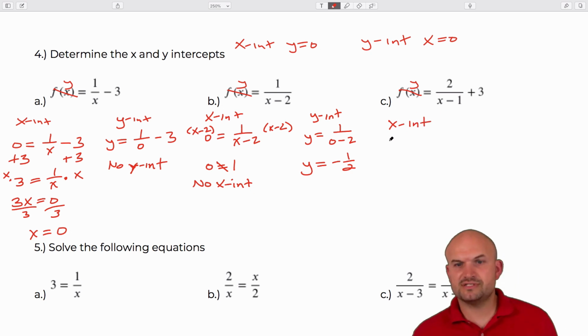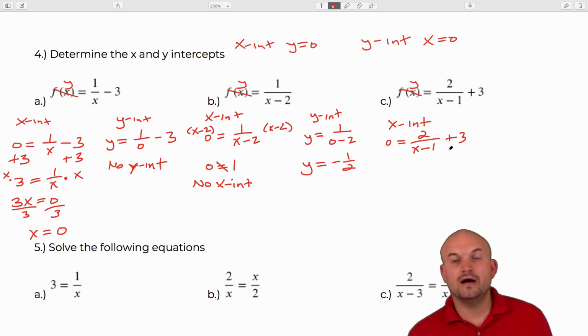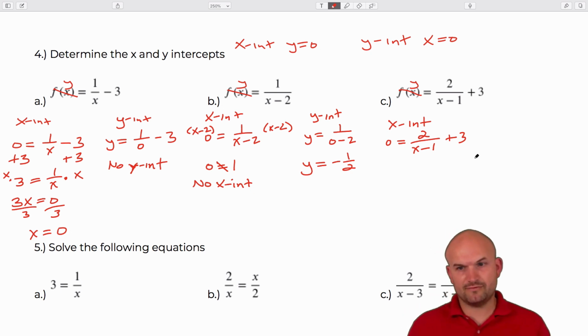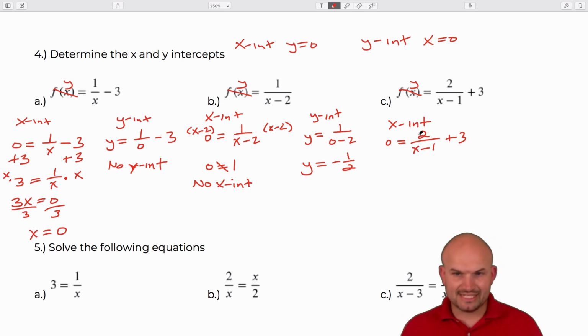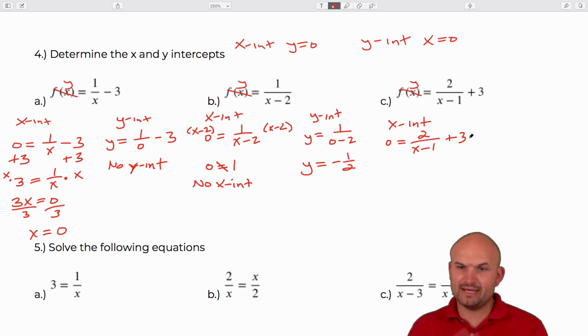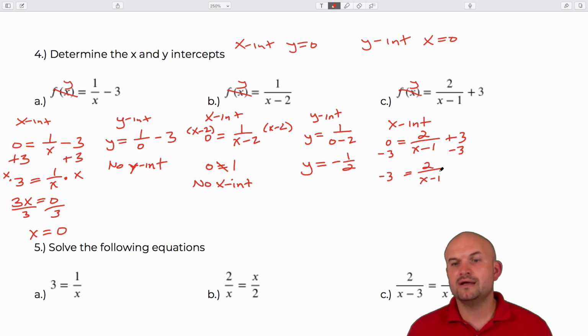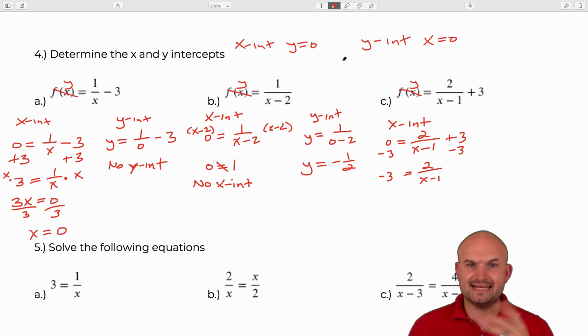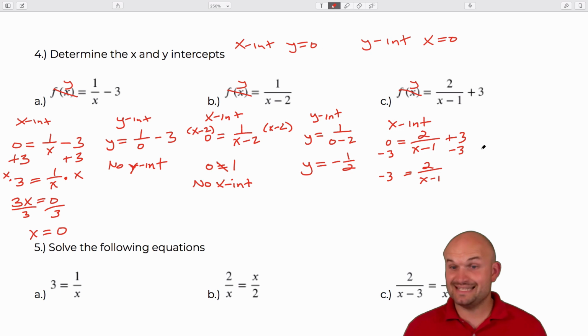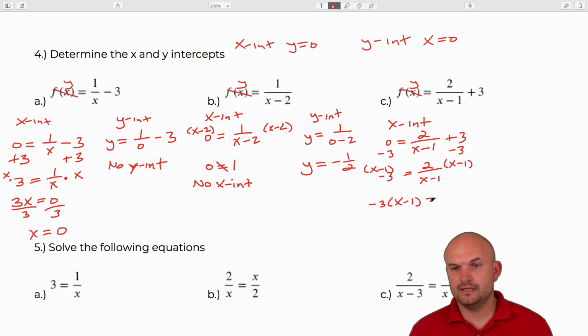So the x-intercept is going to be 0 equals 2 divided by x minus 1, plus 3. All right, so in this example, again, we have to be very careful with our order of operations. We can't multiply by x minus 1 before we get rid of this 3. So we're going to need to subtract 3 first. So I get negative 3 equals 2 over x minus 1. Now that I have my fraction isolated on the side, I can multiply by its denominator to get the x off the denominator. So I'm going to need to multiply by an x minus 1.